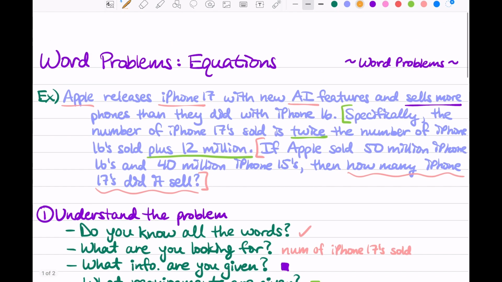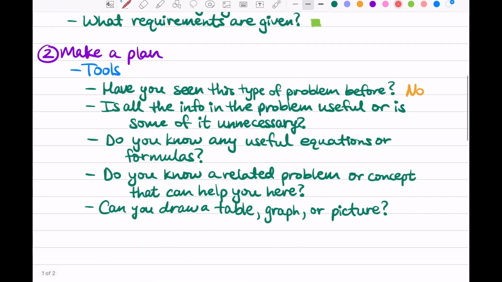Let's take a look at our problem here. So it seems like this problem focuses on iPhone 17s and iPhone 16s. In step 1, we saw that our info and our requirements both deal with iPhone 16s and iPhone 17s. So it seems kind of weird that we have some information here about iPhone 15s. It doesn't seem like that's useful for this problem. So let's mark that with a big question mark. Who knows, it might be useful, but right now it kind of stands out. Why are we randomly talking about iPhone 15s? All right, let's keep going.